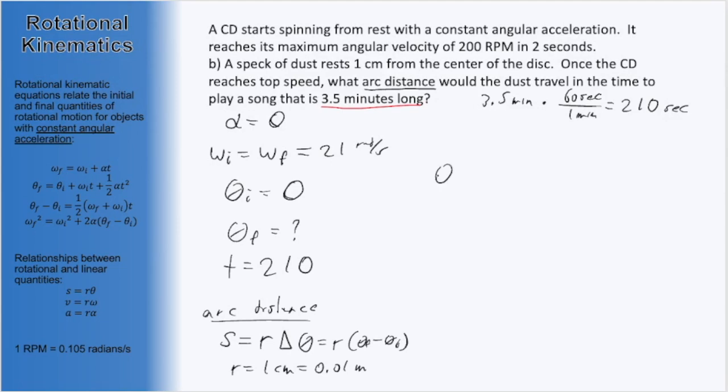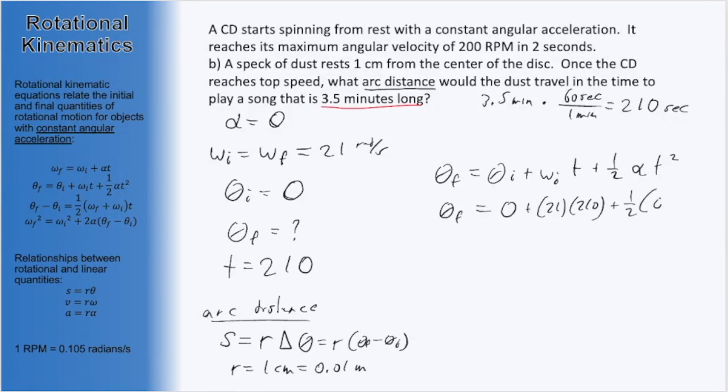The easiest one to use might be theta final equals theta initial plus omega initial times time plus 1/2 alpha times t squared. Plugging everything in, we get theta final equals 0 plus 21 times the 210 seconds plus 1/2 times 0 for acceleration times the 210 seconds squared. Doing this calculation gives us a final angular position of 4,410 radians.